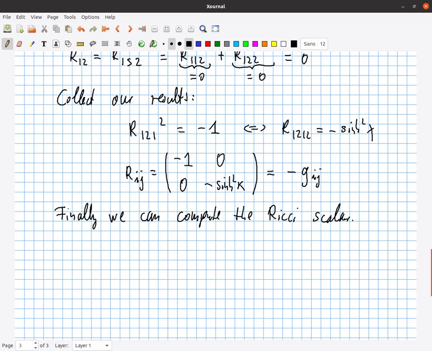And as the name suggests, this is a scalar, and scalars are invariant under coordinate transformations. Because the metric is diagonal and so is the Ricci tensor, this calculation is very straightforward. We are only interested in the 1,1 and the 2,2 components. Likewise, you could substitute in the previous result here. It doesn't matter which way we do this. Independently of how we do this, the answer is equal to minus 2.